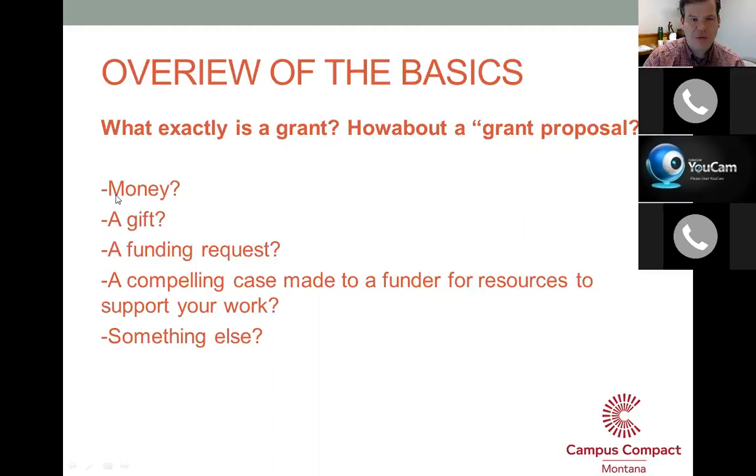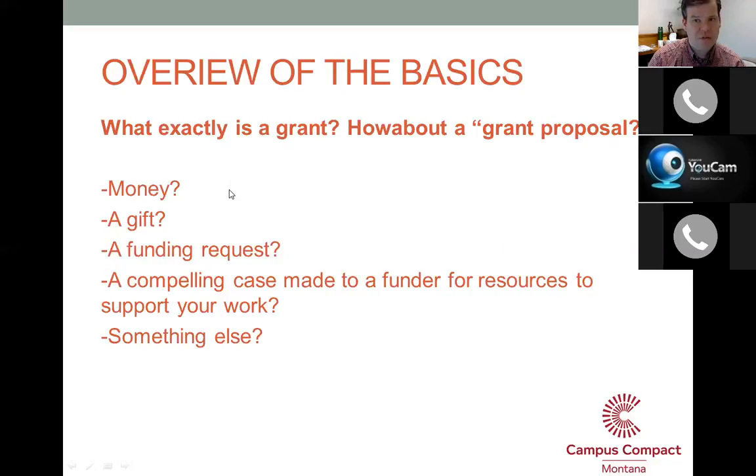Some of the possible answers here: money, a gift, a funding request, a compelling case made to a funder for resources to support your work, something else. So in short, a grant is money. It is dollars that is granted to you with some expectations associated with them. I think it's not a bad way to define it. It's kind of money with an asterisk attached to it.